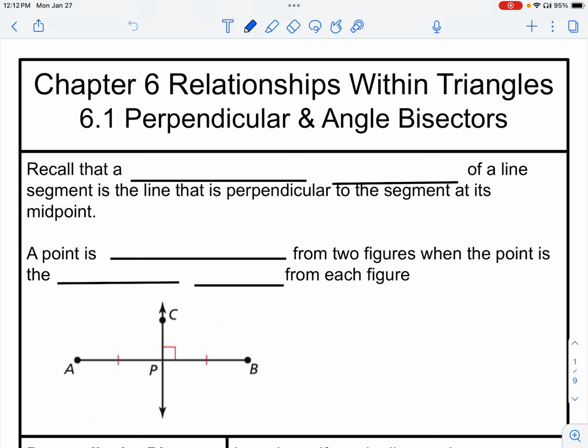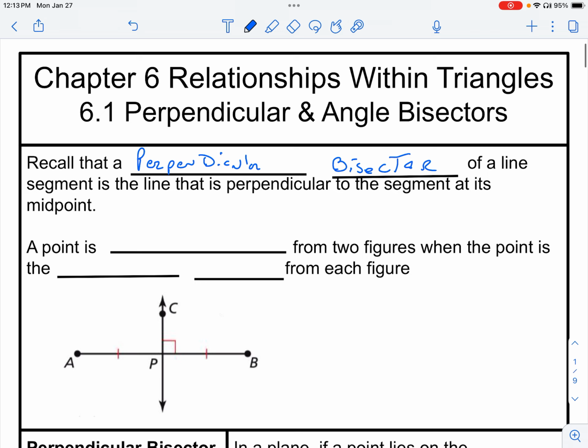So let's start by recalling that a perpendicular bisector of a line segment is a line that is perpendicular to the segment at its midpoint. Let us also recall that a point is equidistant from two figures when the point is the same distance from each figure.